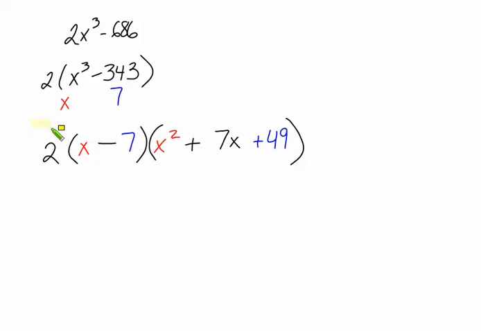And here is the final answer to the factoring of our original problem. Again, we want to see if that last set of parentheses can factor, but typically it can't. It's usually prime. Two numbers that multiply to be 49 and add to be 7, we can't find any that work.